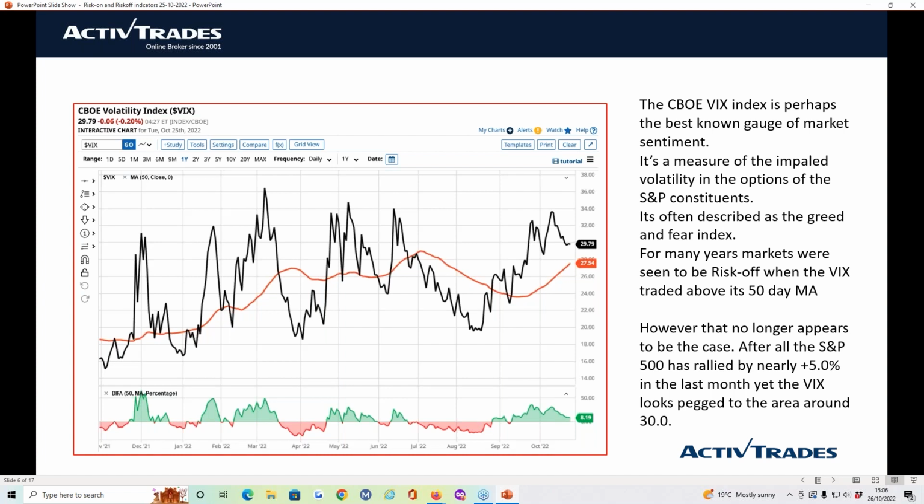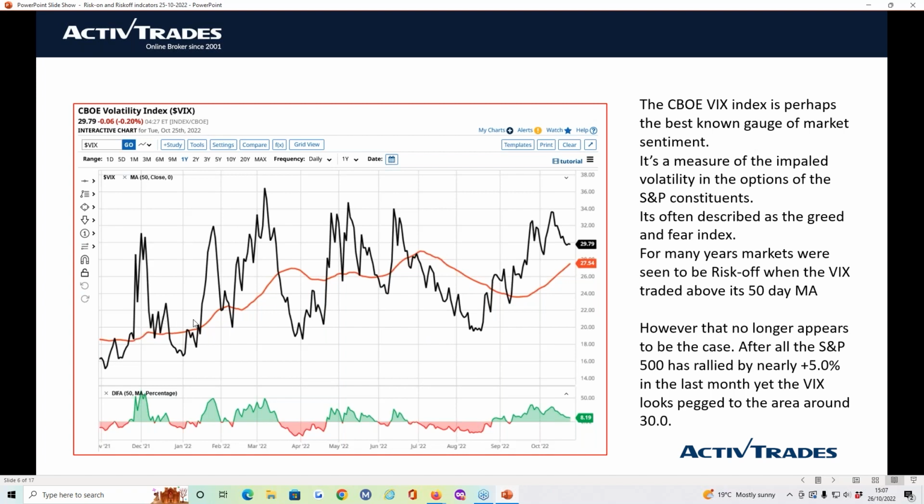Just a quick word about what implied volatility is. Implied volatility is a measure of the expectation of a large price move in the underlying instrument. So in this case, the VIX is really telling us what the expectation is for large price moves within the individual S&P 500 constituents, and therefore within the VIX index itself. For many years, this was a very good gauge of risk off and risk on behavior. Markets were seen to be risk off when the VIX index traded above its 50-day moving average.